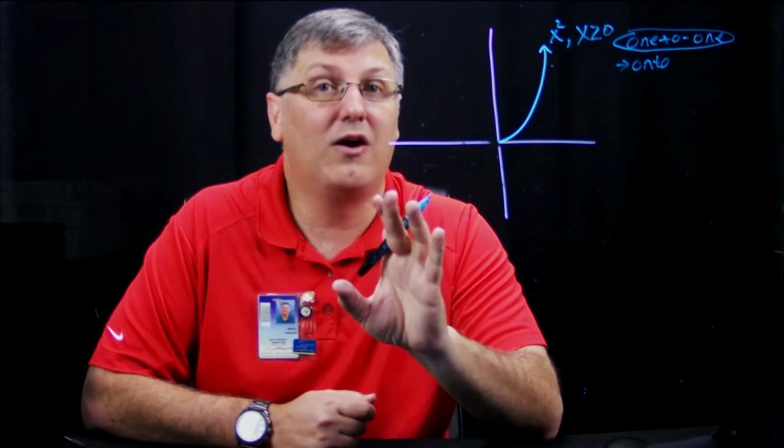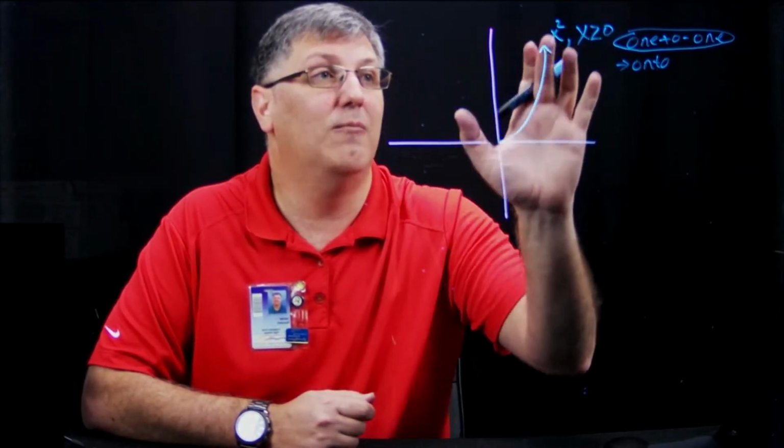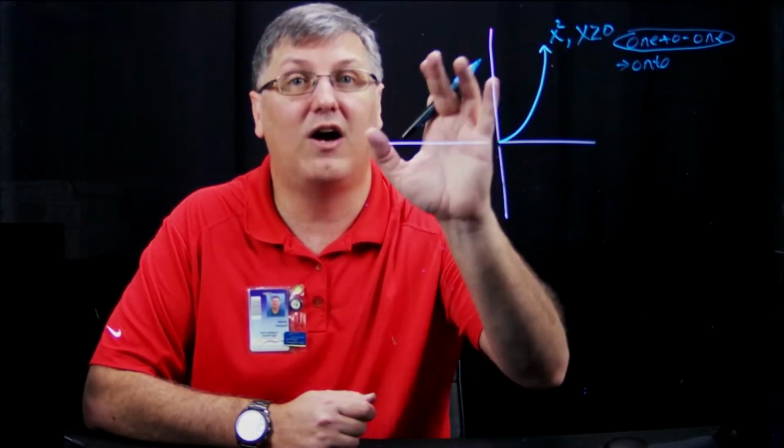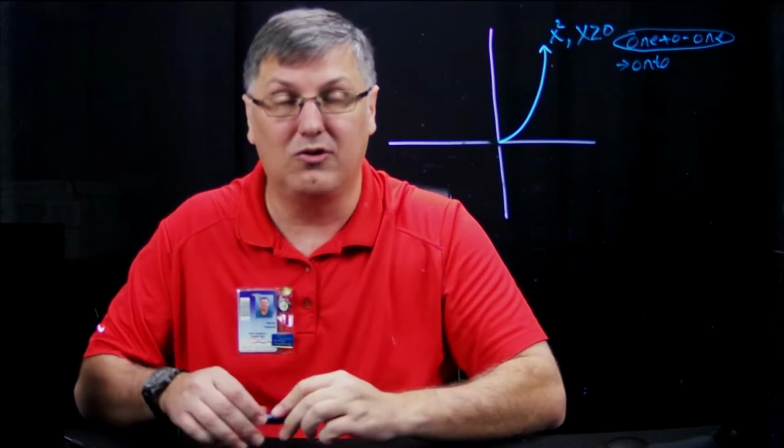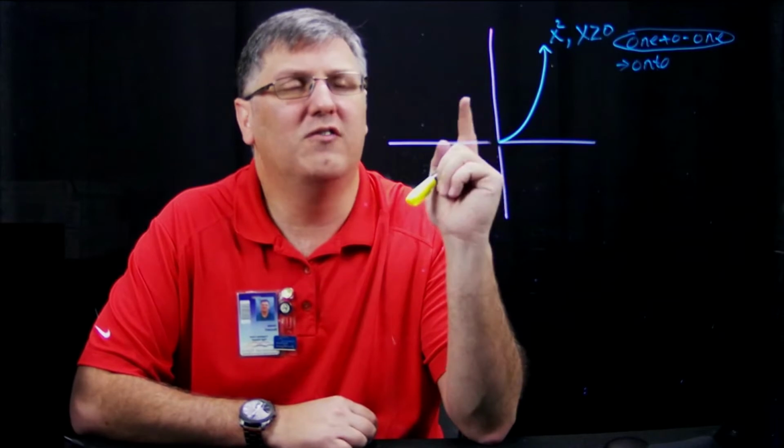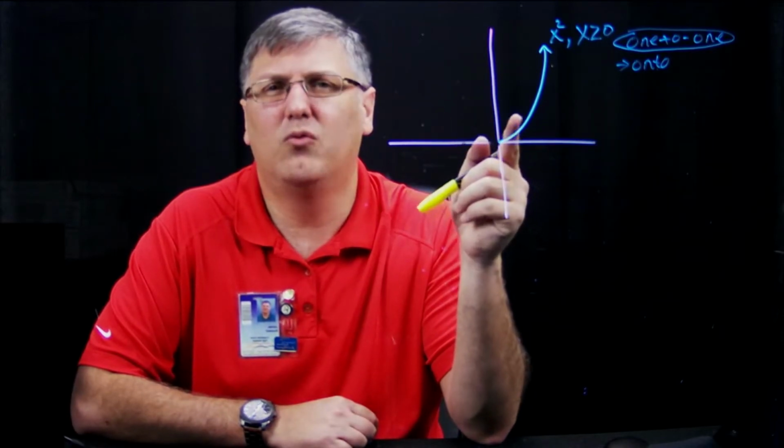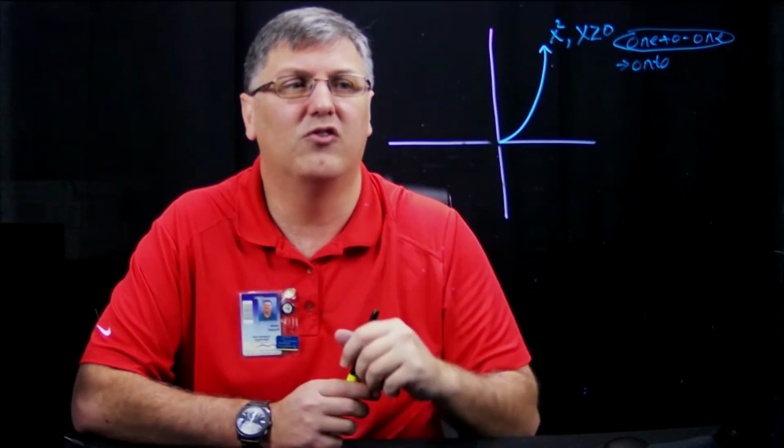Now there's another way I could have restricted the domain. I could have forgotten about the positive side and come to the negative side, and I'll show you how we can deal with that later. Now that x squared is invertible, let's see what the graph of the inverse would look like.